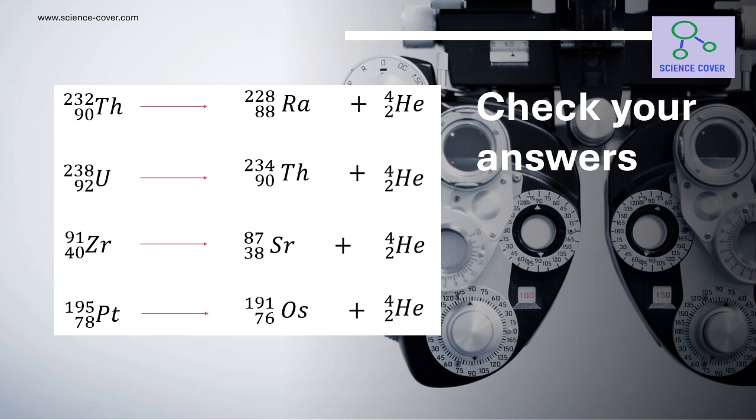Let's check our answers. The thorium 232 with atomic number 90 will become radon 228 and 88. The uranium 238 with 92 as an atomic number will become thorium 90 with a mass number of 234. Zr 91 and 40 will become Sr 87 and 38. And Pt 195 with 78 protons will become Os 76 with 191 as a mass number.